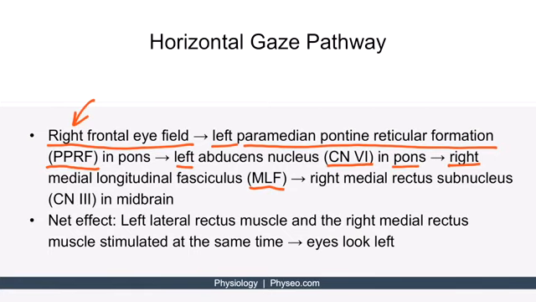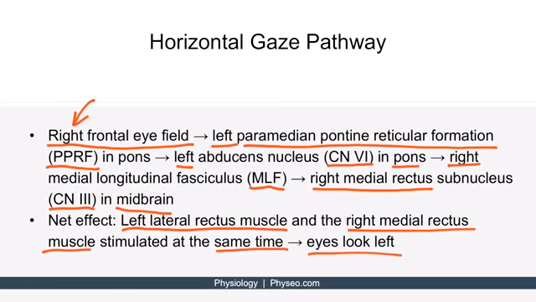So it has now decussated back to the other side, and it'll innervate the right medial rectus subnucleus, cranial nerve 3, within the midbrain. So the net effect is that the left lateral rectus muscle and the right medial rectus muscle were stimulated at the same time, causing both eyes to look left. So if we were to insert the word left right here, and we started with the left frontal eye fields, we'd just reverse every one of these terms, and the eyes would finally actually look right.